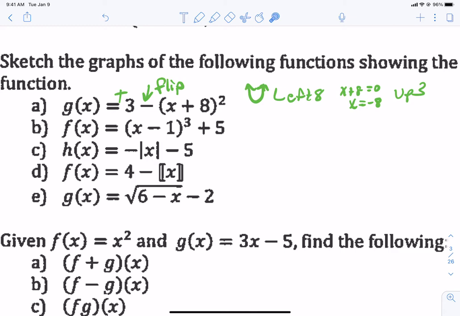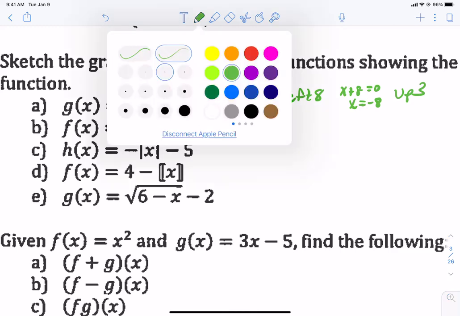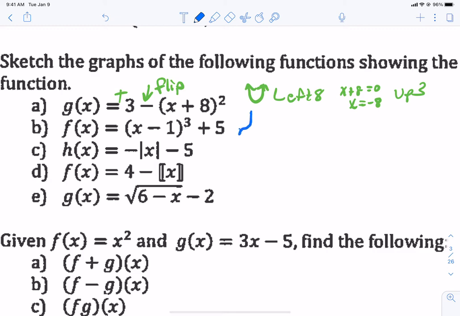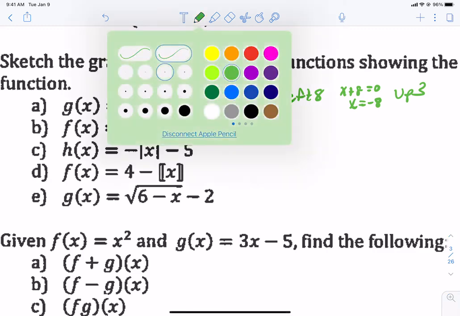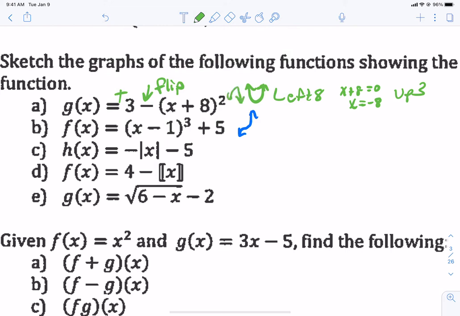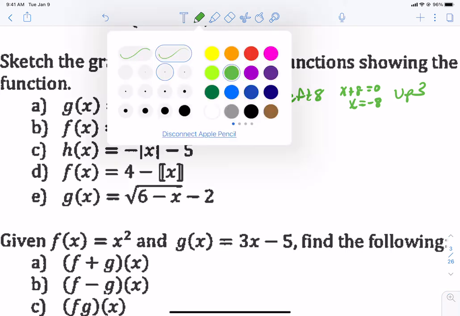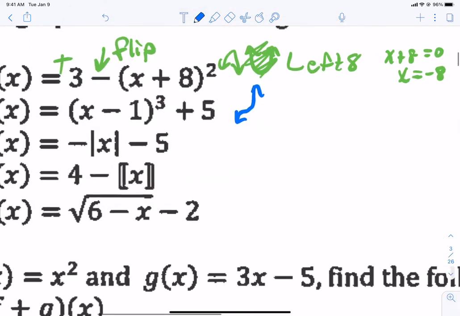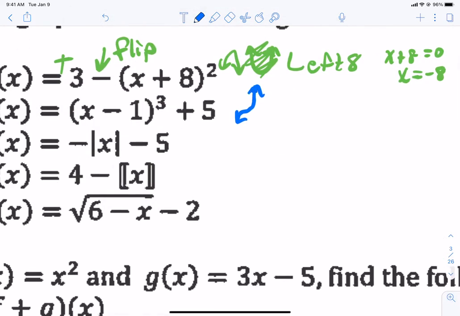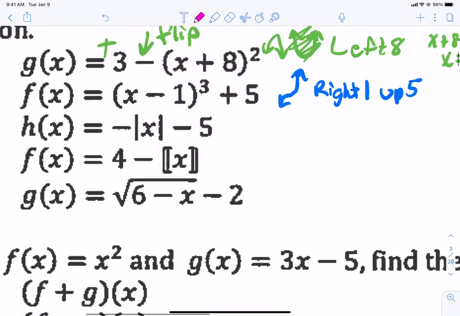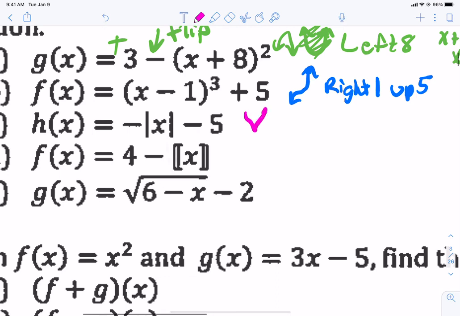Let's take a look at B. It's going to look like this. So we can even then say for number 1 that it's going to flip upside down. Part B, I'm sorry. It's going to be a cubic, left end down, right end up. It's going to go to the right 1 and up 5. Number C is going to be a V, but it's going to be flipped upside down. And it's going to go down 5.